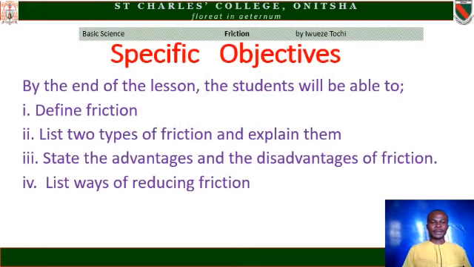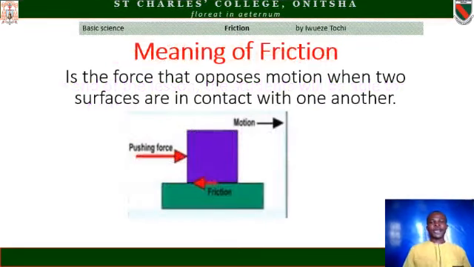Specific objectives. By the end of the lesson, you students will be able to define friction, list types of friction and explain them, state the advantages and disadvantages of friction, and list ways of reducing friction. Let us go into the lesson proper.